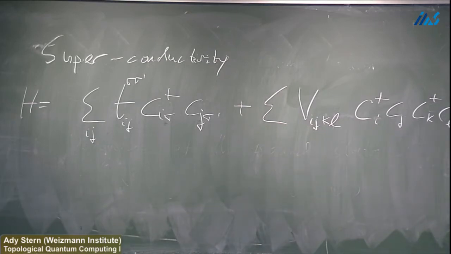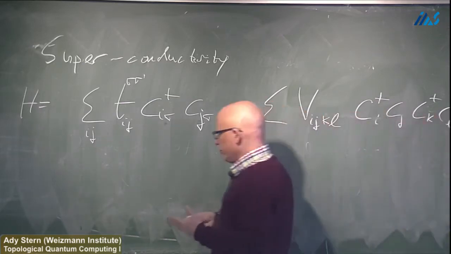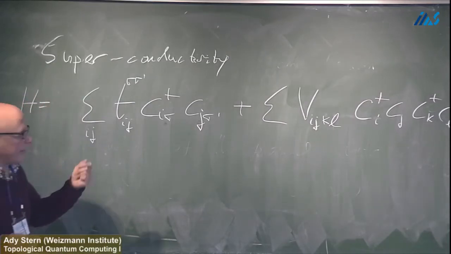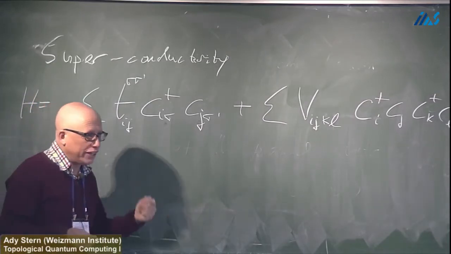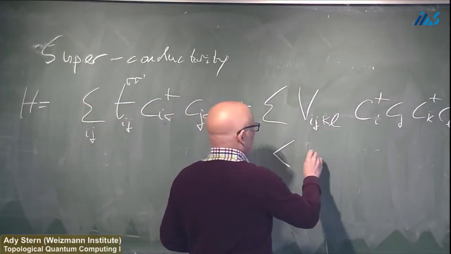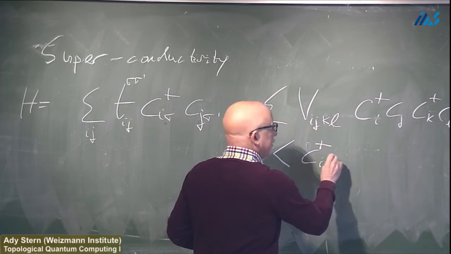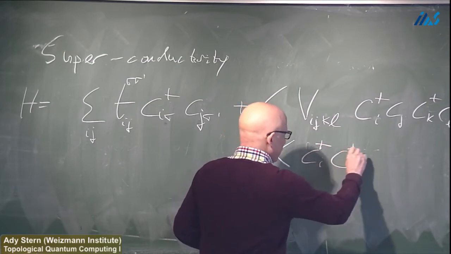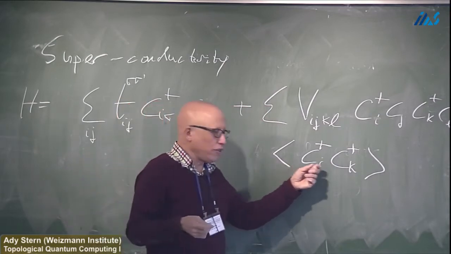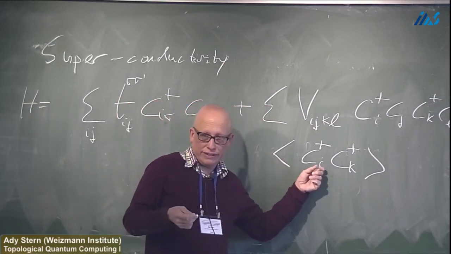So we know it exists. The question is only how to describe it. And it turns out, and this is the unbelievable ingenuity of the BCS theory, Bardeen, Cooper, and Schrieffer, that superconductivity comes out of the fact that there is an expectation value to an operator c_i dagger c_k dagger. There is an expectation value in the ground state of an operator that doesn't conserve the number of particles.